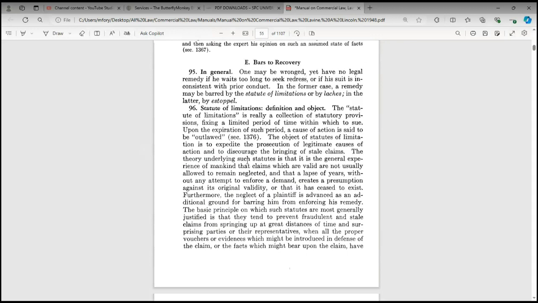Bars of recovery. So this is part E. Bars of recovery. In general, one may be wrong yet have no legal remedy if he waits too long to seek redress, or if his suit is inconsistent with prior conduct. In the former case, a remedy may be barred by the statute of limitations or by laches. In the latter, by estoppel.